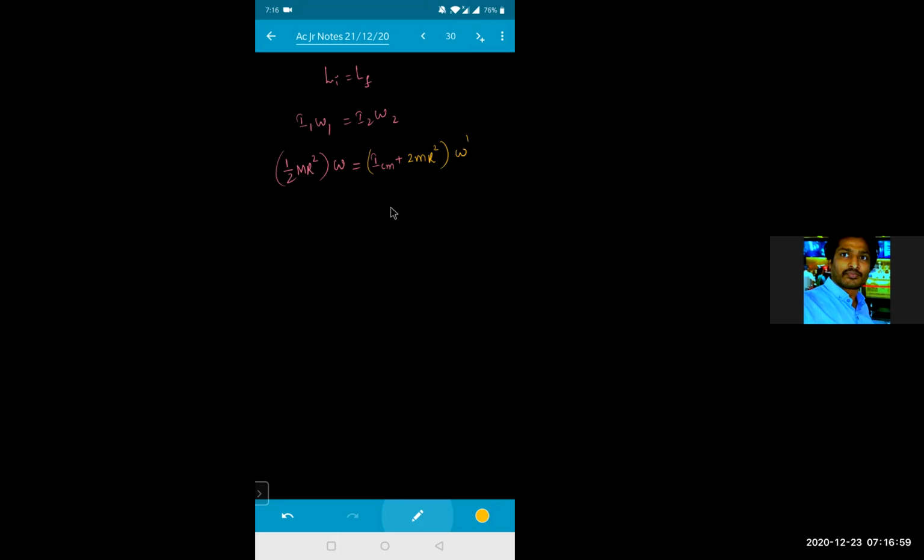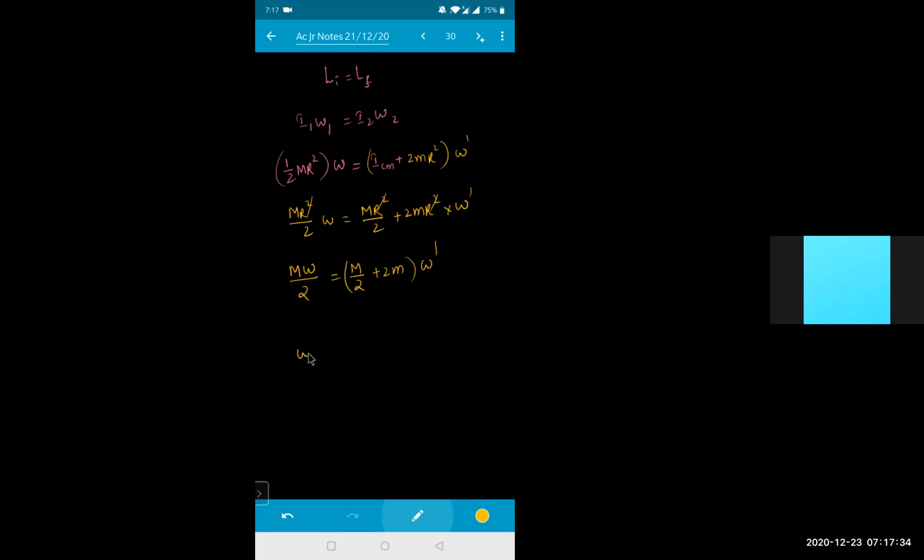2 is nothing but omega dash. That means Mr square divided by 2 into omega is equal to Mr square by 2 plus 2 into m into r square into omega dash. This r square, this r square will get cancelled. So this one will become M into omega divided by 2 is equal to M by 2 plus 2 times of small m into omega dash. We need to calculate the value of omega dash.